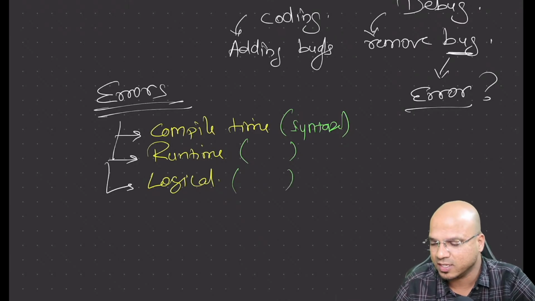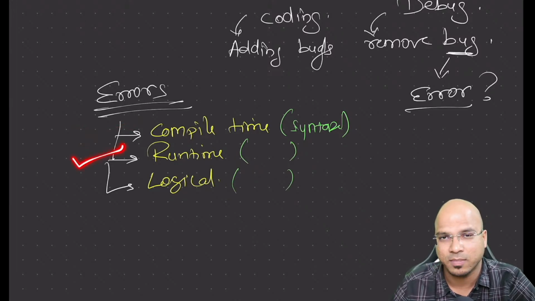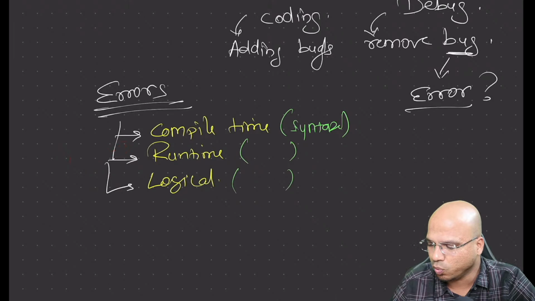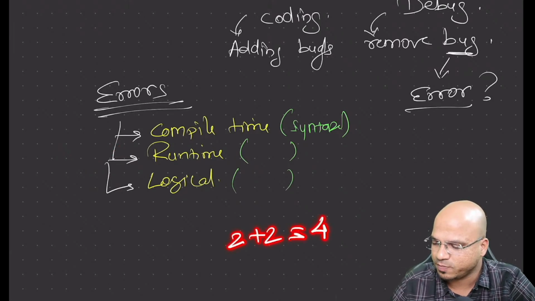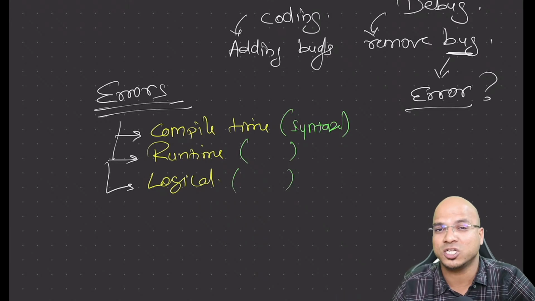The logical error is something different. In logical, compiling is done, there's no issue with the compile, and there's no issue with the runtime. Everything is working. But let's say you wanted to add 2 numbers. You said, hey, 2 plus 2. The output we were expecting is 4, but let's say you got 5. That is a logical error.